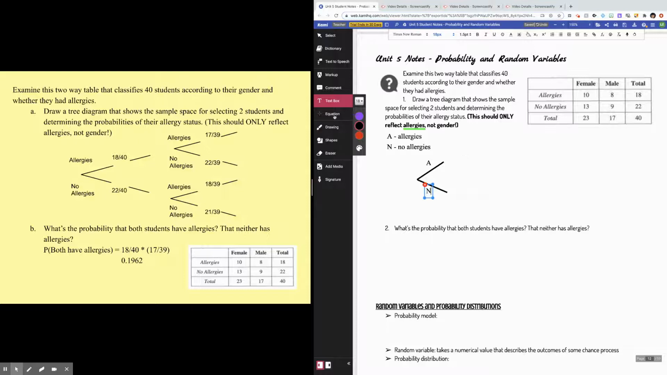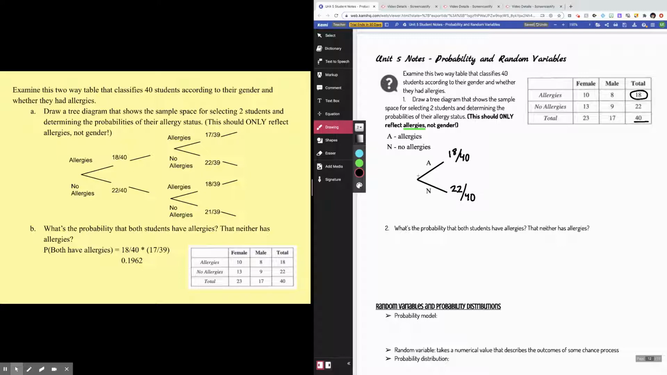Then I have to look at my two-way table to figure out what those actual probabilities are. So the probability that I pull someone that has allergies is 18 out of 40, because again, remember, I don't care about gender, I just care whether or not they have allergies. And then there's 22 that don't have allergies, so 22 out of 40 would be that probability there.